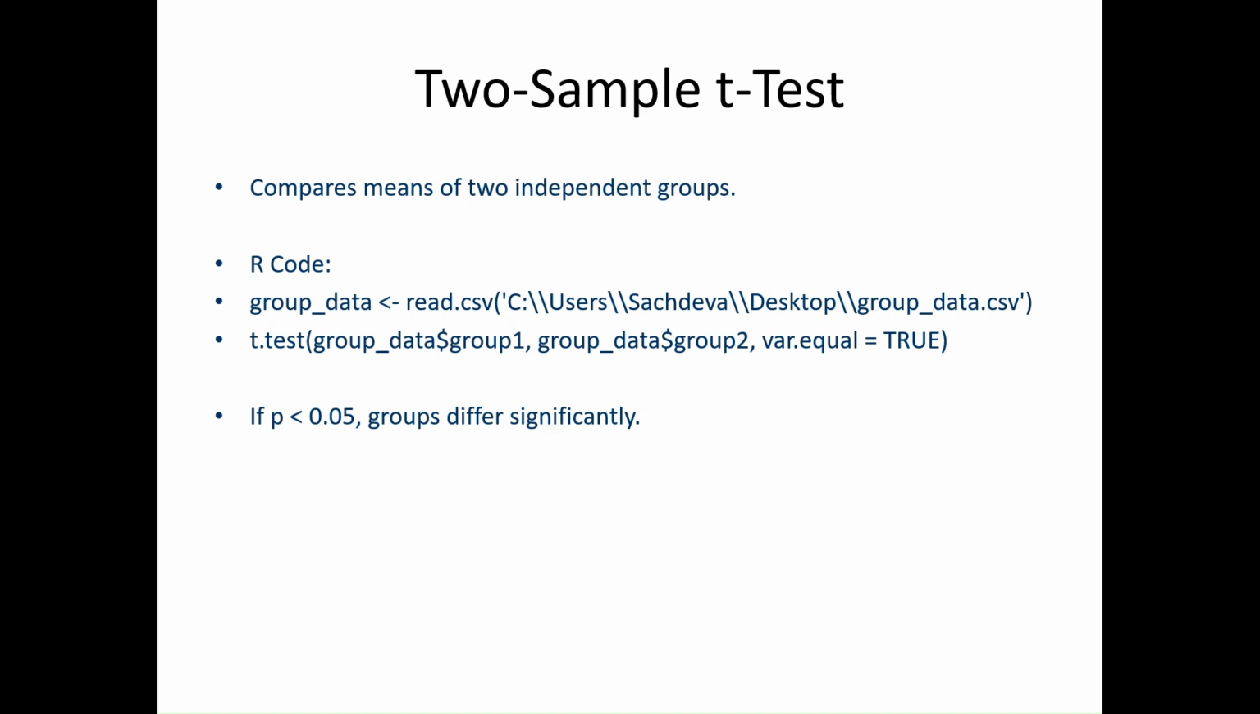The two-sample t-test compares the means of two independent groups, such as males versus females or control versus experimental groups. The R code is group_data$group as.factor(group_data$group). head(group_data). t.test(score ~ group, data = group_data, var.equal = TRUE). If the p-value is less than 0.05, we can say that the two groups have significantly different means. If not, their means are statistically the same.